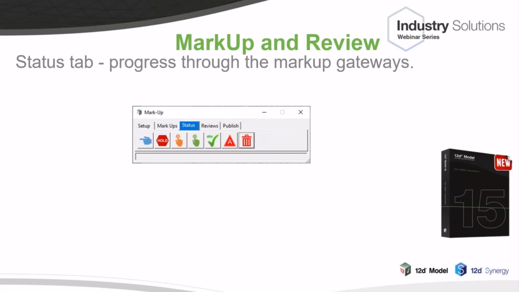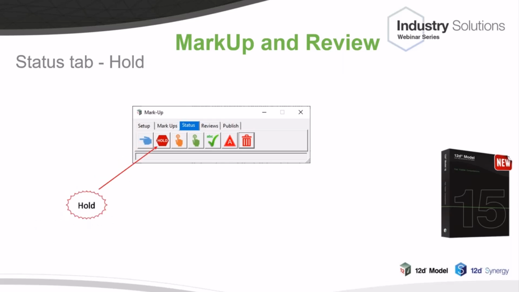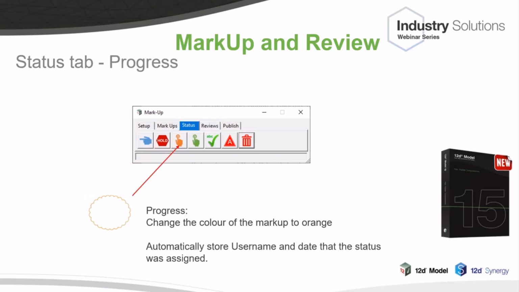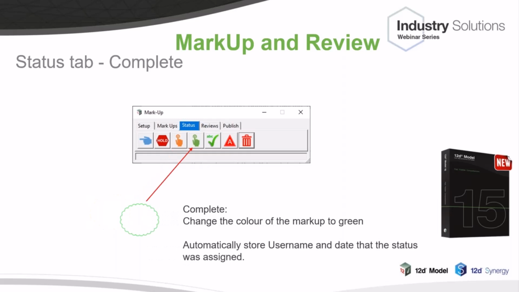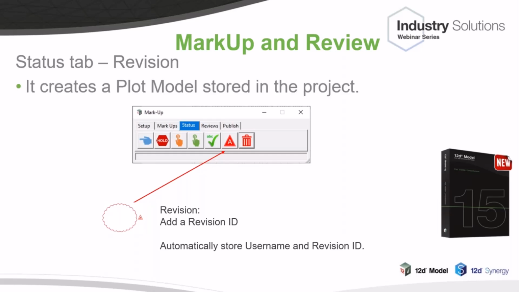Going through the markup gateways, you've got one to regress, going back one gateway, but you've got hold, which puts it into hold state. There's a progress stage which changes color to say it's in progress. It also automatically stores the unit, the name, the date, and the status it was assigned. There's a complete stage. Again, it changes to green. Again, it stores the information. There's a verification stage as well. And basically, there's the revision. We can add a revision ID, and it automatically stores that using the name and the revision ID with it. And it creates a plot model of this data when it's there, so you can store it in your project.